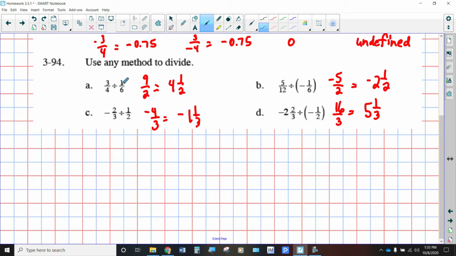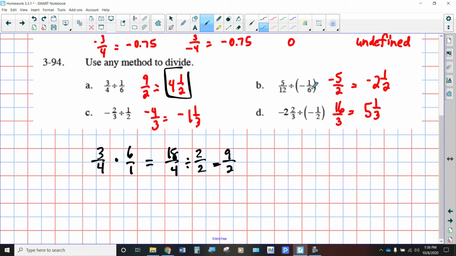So what do you multiply times 1/6 to give you 3/4 for an answer? I don't know. Let's work through the process. Instead of dividing by 1/6, let's multiply times the reciprocal of 1/6. That gives you 18/4. And 18/4 can be simplified by dividing the top and the bottom by 2 to 9/2, which then gets written as a mixed number.